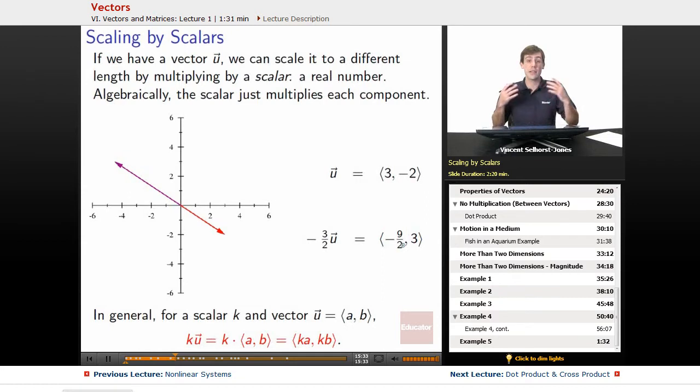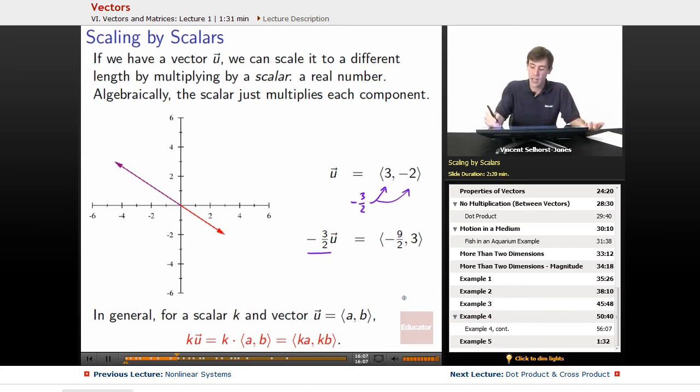We could also have something that's not just a whole integer number, like, say, negative 3 over 2. So with negative 3 over 2, we wind up being 3 over 2 times the length, right? 1.5 times the length of the original vector, but also in the negative direction, so opposite the direction of the first one. Once again, numerically, it just winds up being negative 3 over 2 times the first number and times the second number, so we get negative 9 over 2 comma 3. That's what it winds up being. So algebraically, it just multiplies each component. Graphically, it's a question of stretching and maybe also flipping.